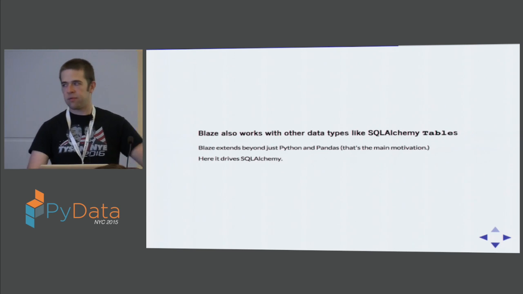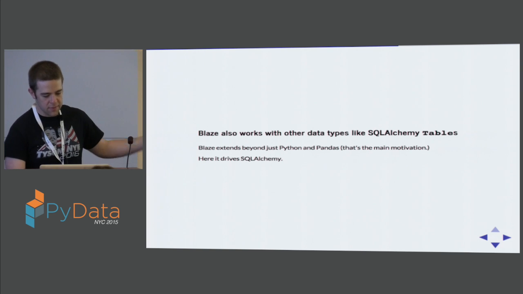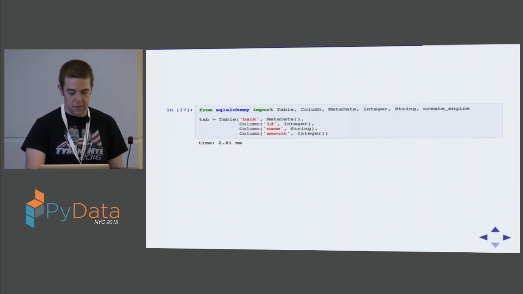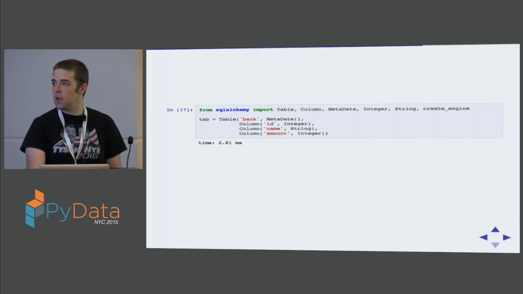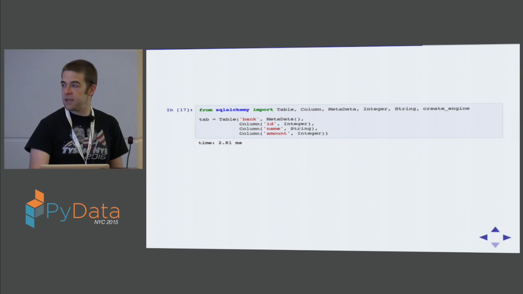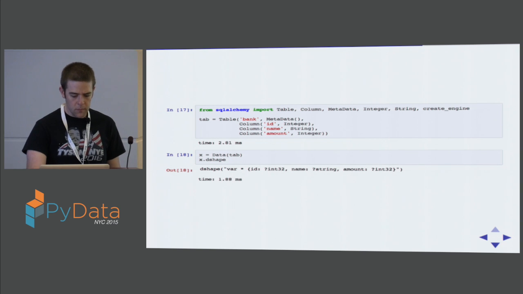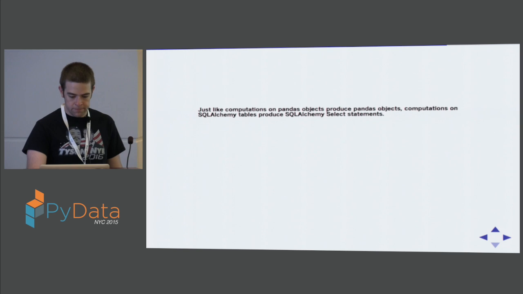We can work with various other things, like I've already mentioned, Python and pandas. We can also work with SQL Alchemy tables. So here I'm constructing a table that's not really bound. It's not bound to a database. It's just a table with a name and a couple of columns and their types. So I can look at the data shape. I can look at the table.